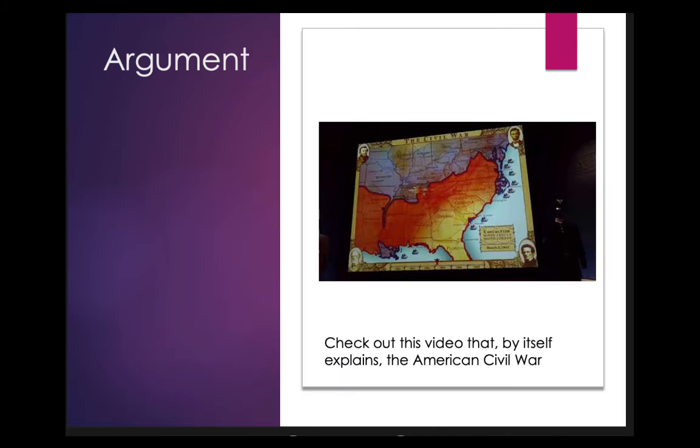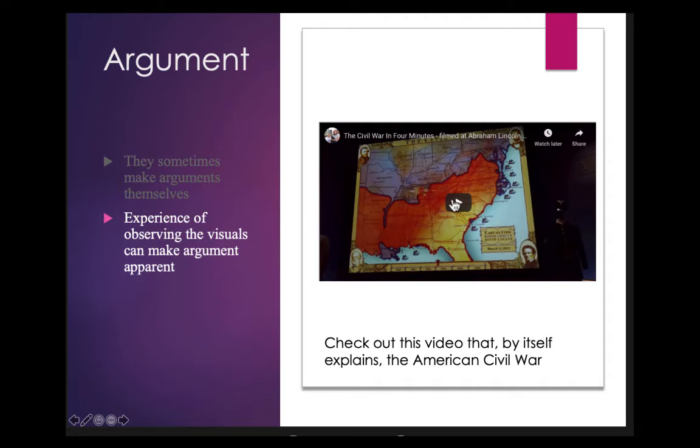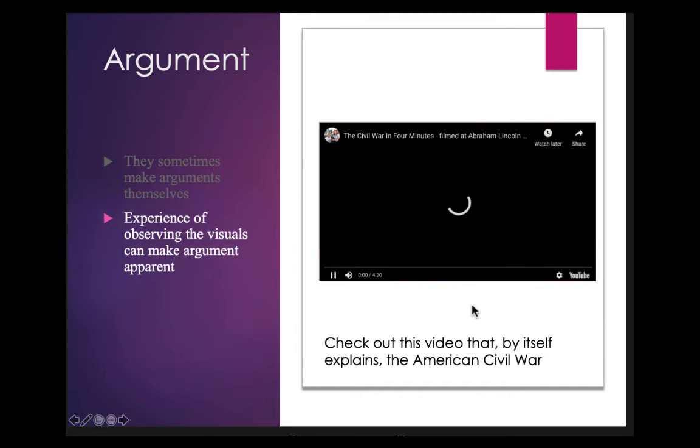The fourth benefit of visual aids is that they can bolster an argument, or sometimes they just make the argument for us. Watch this video demonstrate how a visual makes a message complete all by itself. This is a visual about the Civil War, and you can see what was happening in the Civil War by watching the action in this video.